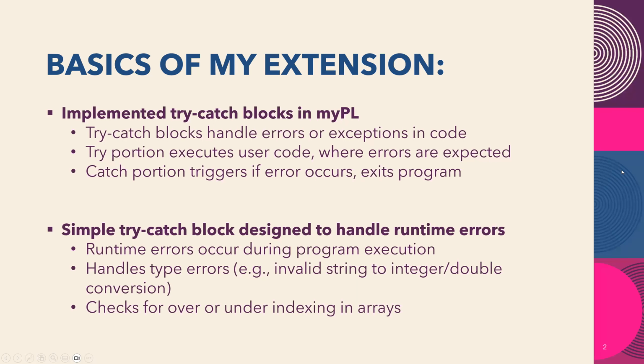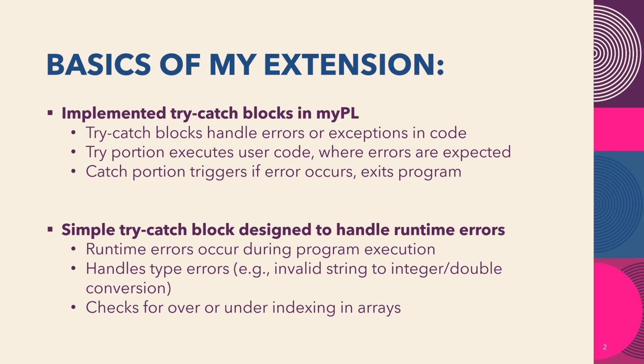So just some basics of my extension, I had decided to implement try and catch blocks into my PL. Basically a try and catch block is a construct that is used to handle errors or exceptions in code. A try portion is where a user would write code they want to execute, and this would also be where they suspect an error would occur. Then the catch portion would be triggered if the error does occur in the try block, and it would continue to exit the program. Otherwise, it will just jump over the catch block if there's no error and continue on with the code.